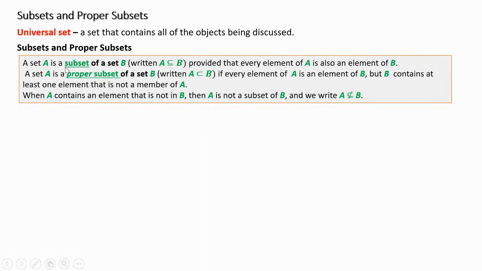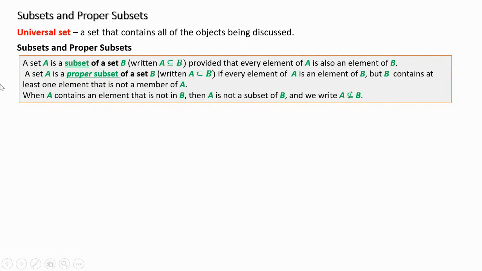A set A is a subset of set B. And here's how you write it. A is a subset of B, provided that every element of A is also in B. So in other words, every element in set A has to be in B. If not, it's not a subset.